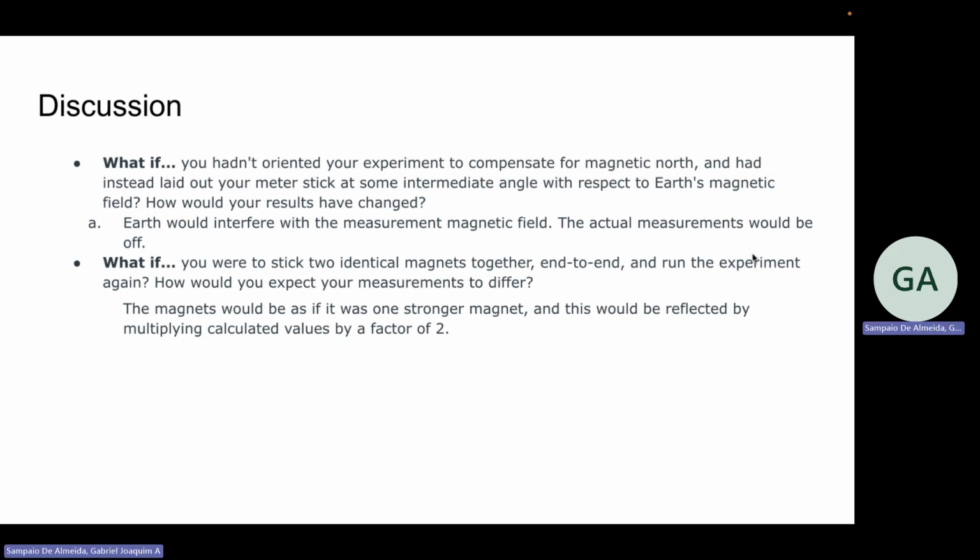What if you were to stick two identical magnets together end to end? This would change things, as the magnet would act as a combined stronger magnet, and this would be reflected in the calculations by multiplying the values by a factor of 2.